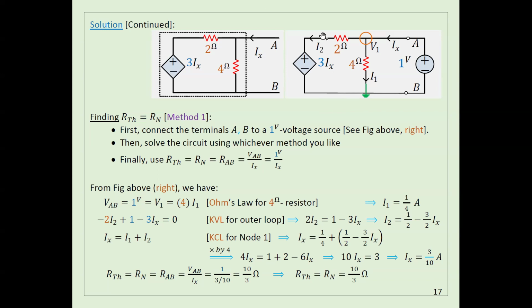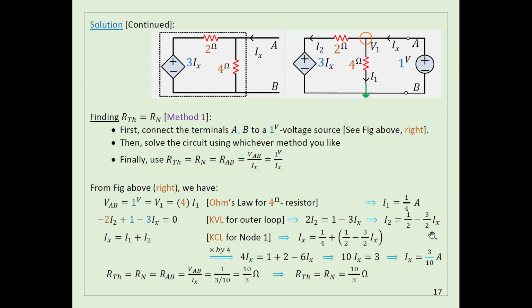So, for example, if I take the outer loop here, I'm going to make the direction this way. Here the current is this way, so it should be negative 2 I2, okay? Here you are going to encounter the positive first, so it's going to be plus 1. Here you are going to encounter the negative first. So this one should be negative 3Ix, this way, okay? And then using this formula, I can get I2 this way.